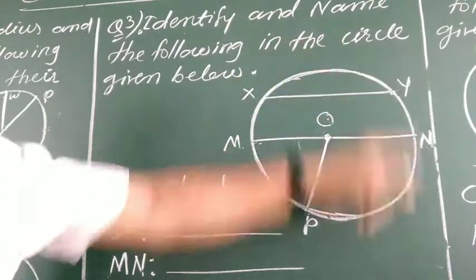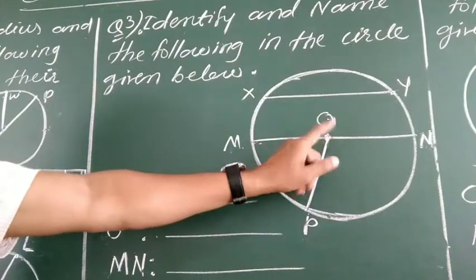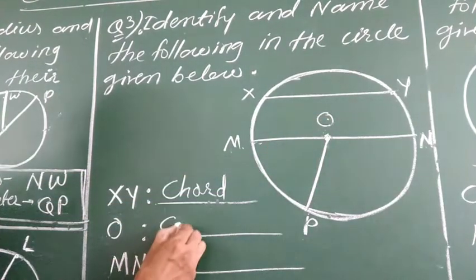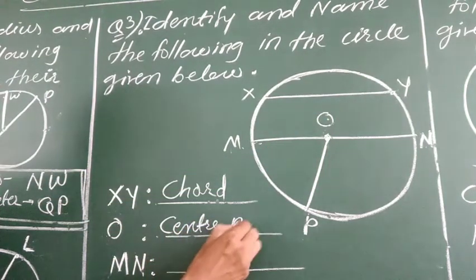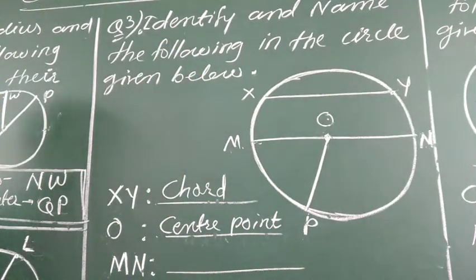Next, this is O, only point O. So see this picture. What is O here? O is here. So this is the center of the circle. So you can write here center point. O is the center point.